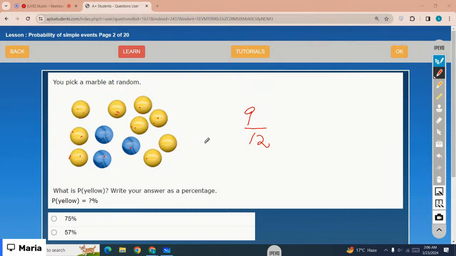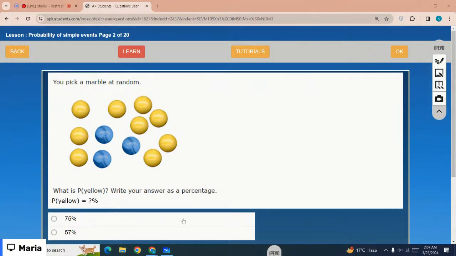You have to calculate the answer in percentage form. Just divide 9 by 12 and multiply it by 100. So the correct option is 75%, because out of 12, 9 of them are yellow. So the correct option is 75%, right?